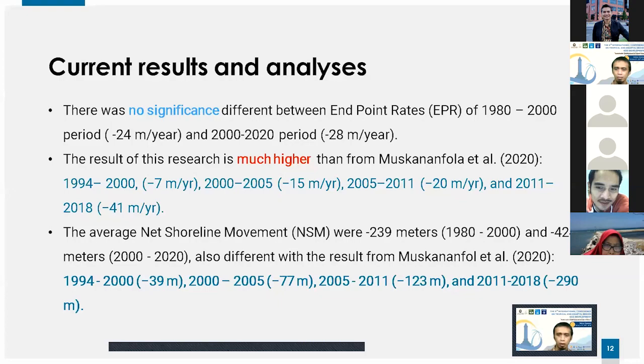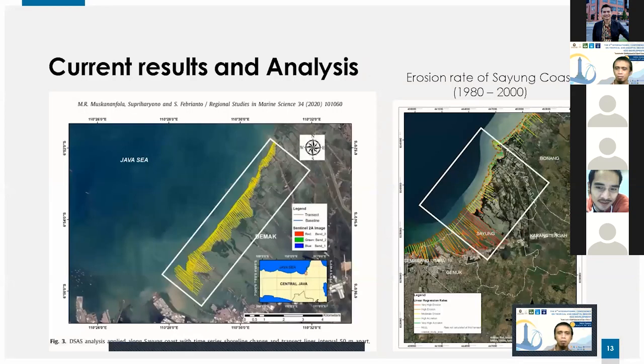So the result is different from Muskananfola et al., whose result seems to, I mean, tend to increase. The net shoreline movement tends to increase toward the recent period. If we compare our result, the right part is our result, and the left side is Muskananfola's result. We can see the difference in detecting the area by the same software, but maybe it was due to the difference in interpretation of what is the outer part of the coastline. So we observe this is the outer part of the coastline, but Muskananfola et al.